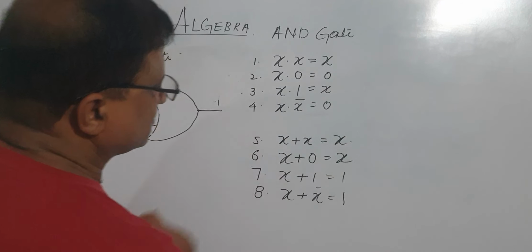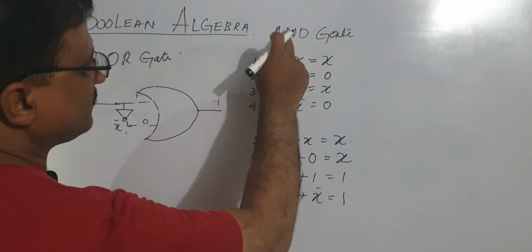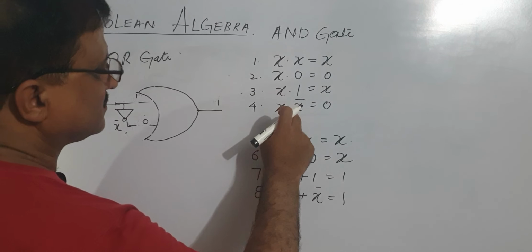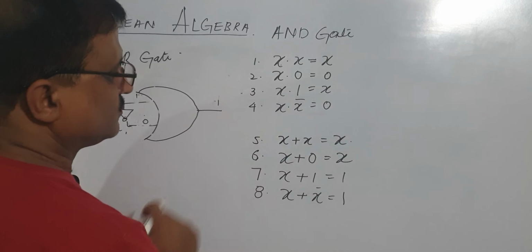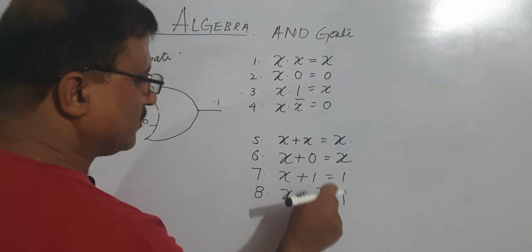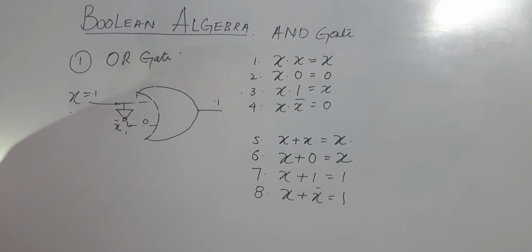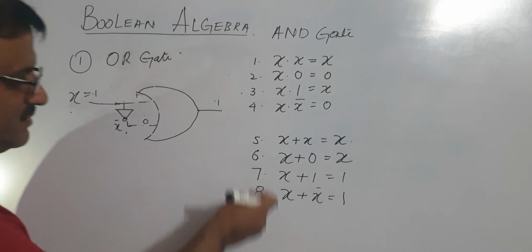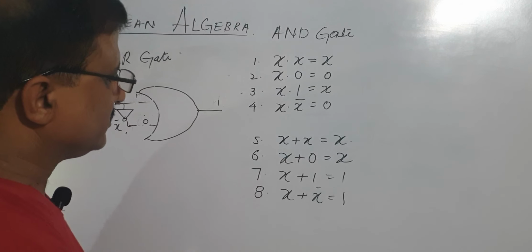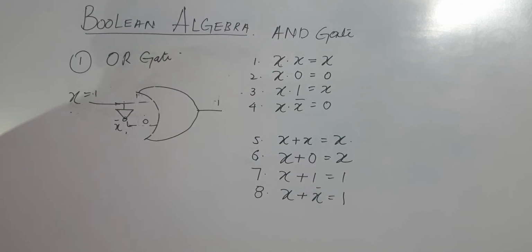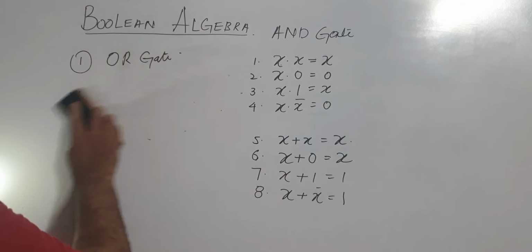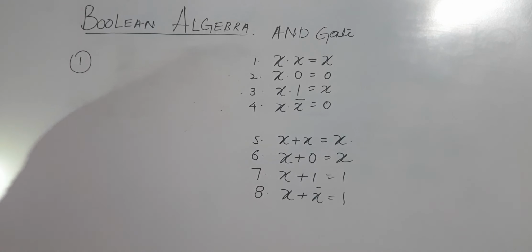It is not like this. In case of AND gate, you have seen that x and x complement is always equal to 0, x or x complement is always equal to 1. So this is the situation, and you can see we have derived the eighth Boolean identity based on the OR gate. Next we may have only one identity based on NOT gate.